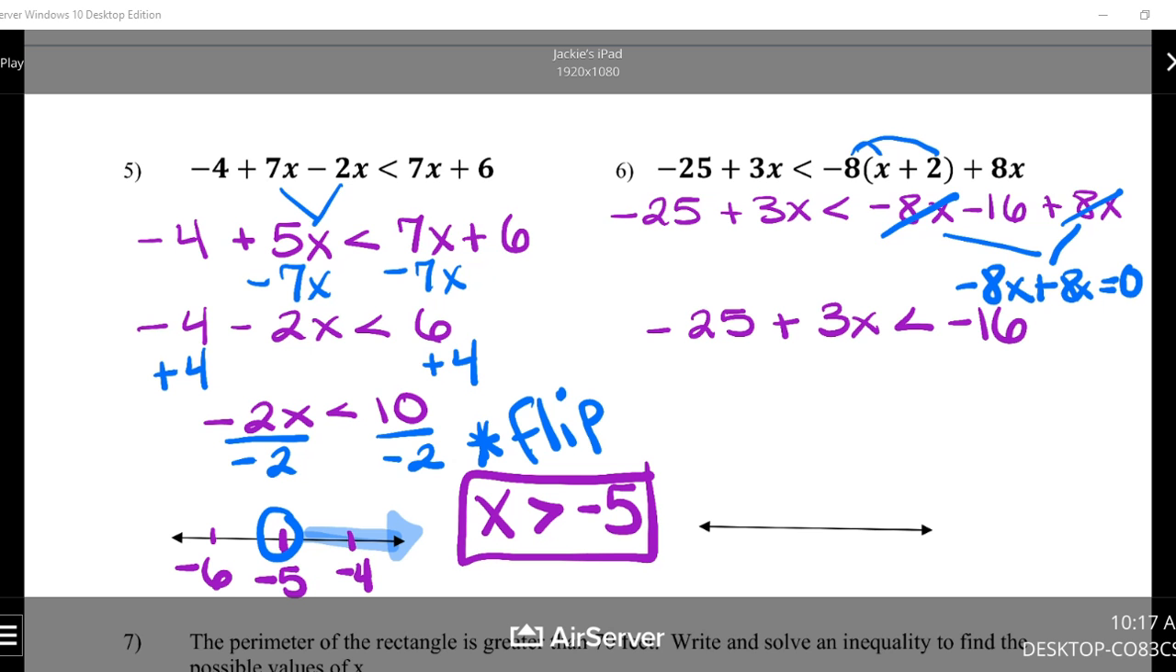Okay, so now we only have constants on the right, so we're going to keep those numbers on the right. So we want to move that -25 over. To do so, we're going to add it to both sides because it's currently negative. So on the left, we have 3x is less than positive 9. So our last step to solve would be to divide both sides by 3.